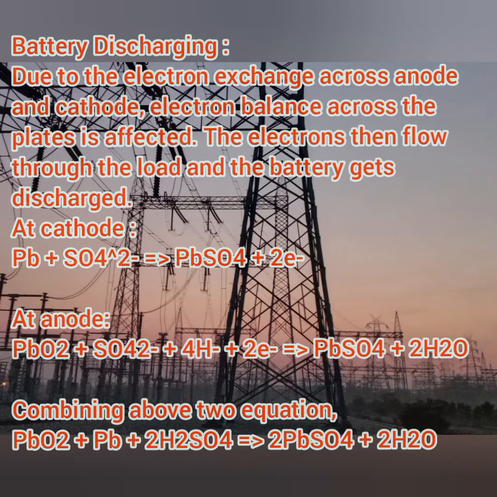So at the cathode, the lead plus SO4 ions will combine to form lead peroxide plus free electrons. At the anode, the lead peroxide plus SO4 minus ions plus hydrogen plus free electrons will combine to form lead PbSO4 plus H2O molecules. So combining both the equations, it forms 2 PbSO4 plus 2 H2O molecules. So discharging happens by this method.